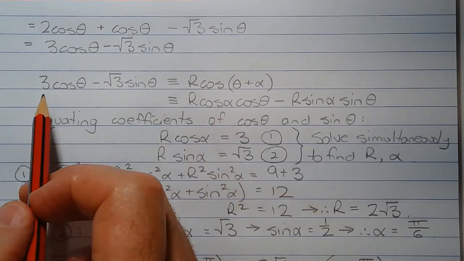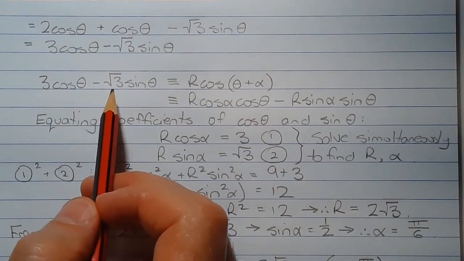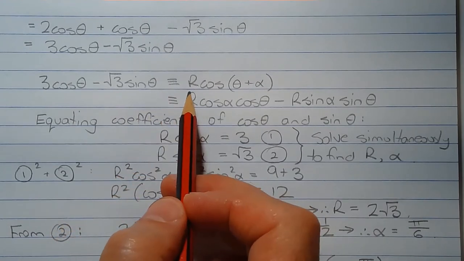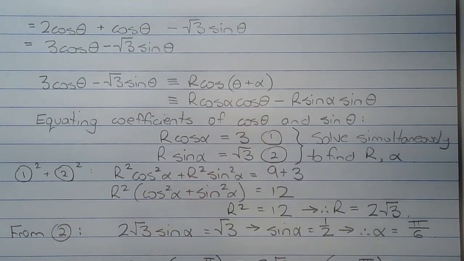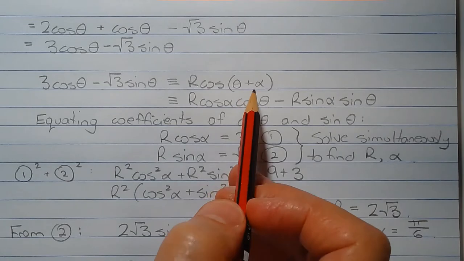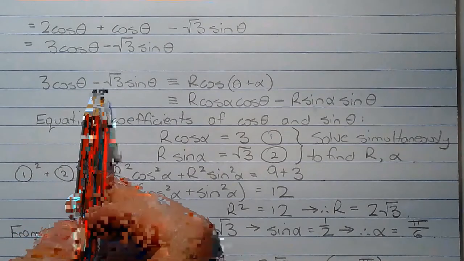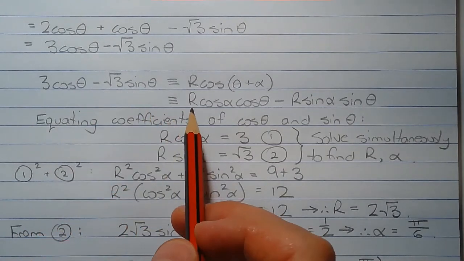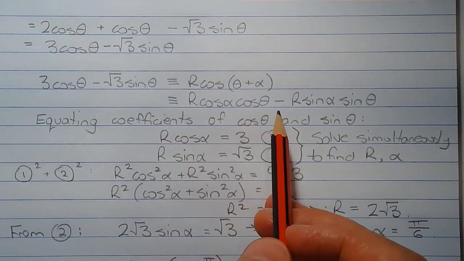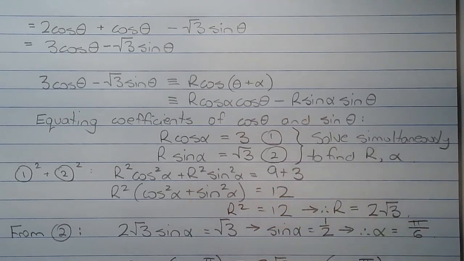Next, we write the identity 3 cos theta minus the square root of 3 sine theta is identical to r cos of theta plus alpha. And expanding the right-hand side using a compound angle expansion, 3 cos theta minus the square root of 3 sine theta is identical to r cos alpha cos theta minus r sine alpha sine theta.